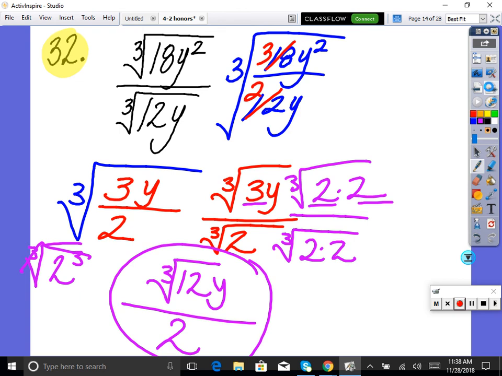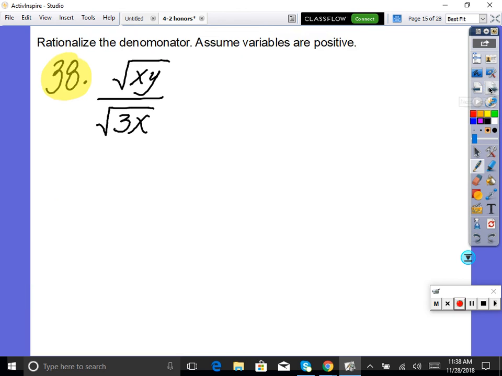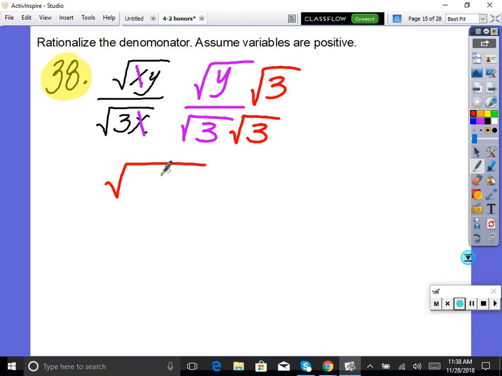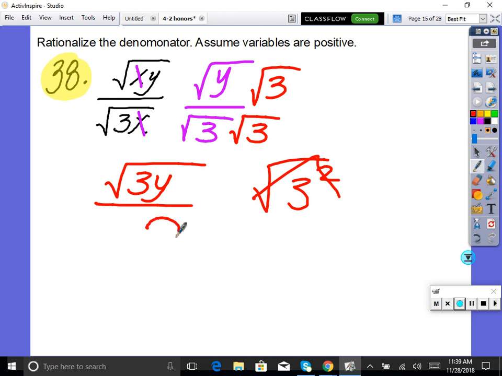Let's do number 38. First, don't rationalize, but divide out what we can. Can't we divide out the x's? So now we're looking at the square root of y over the square root of 3, which is not an appropriate answer. How would we rationalize? Root 3. So on top we have square root of 3y, and on bottom we have the square root of 9, or the square root of 3 squared. So it would become a 3.